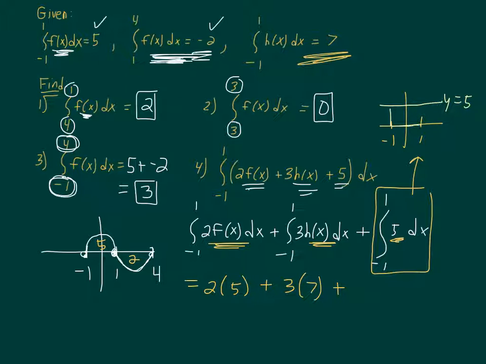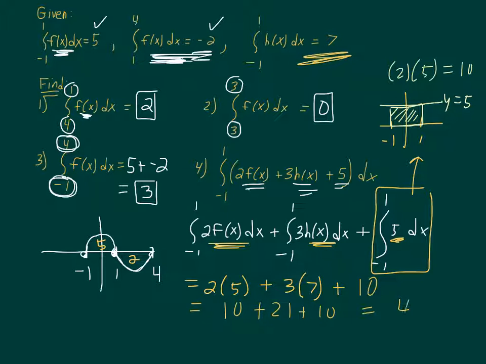So we're really looking to find this area, which that rectangle would have dimensions of 2 by 5. Okay, so this would equal 10. Okay, so we're going to add on 10 more. So that's going to give us 41 for the value of our definite integral there.